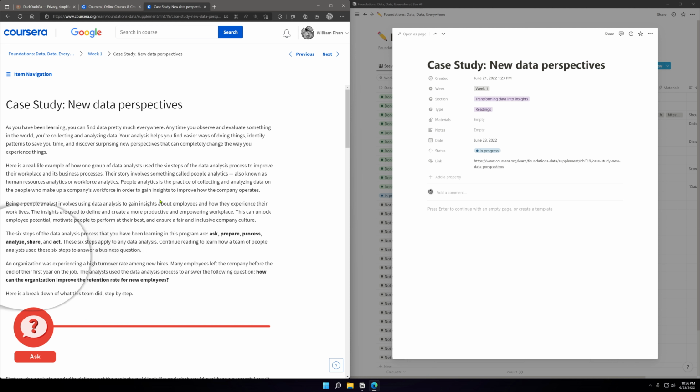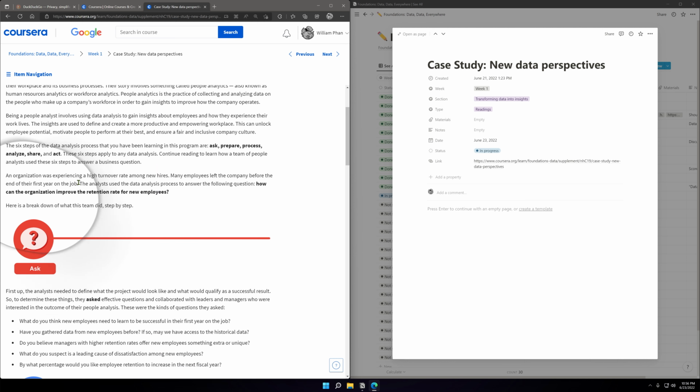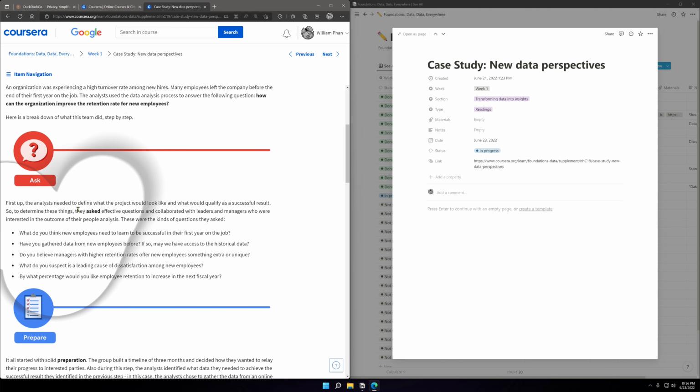An organization was experiencing a high turnover rate among new hires. Many employees left the company before the end of their first year on the job. The analysts used the data analysis process to answer the following question: how can the organization improve the retention rate for new employees? Here's a breakdown of what the team did step by step.